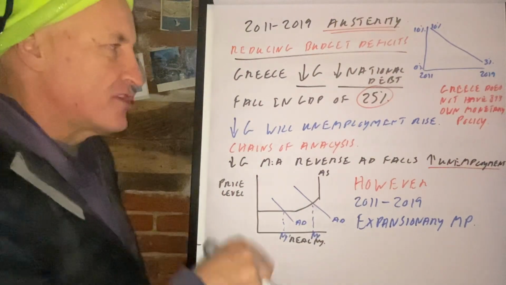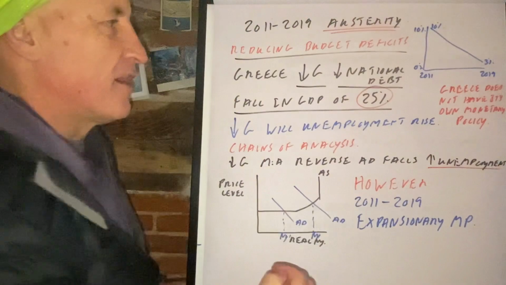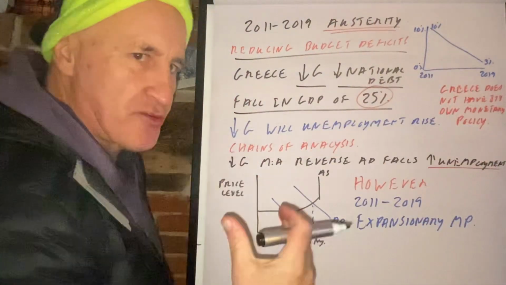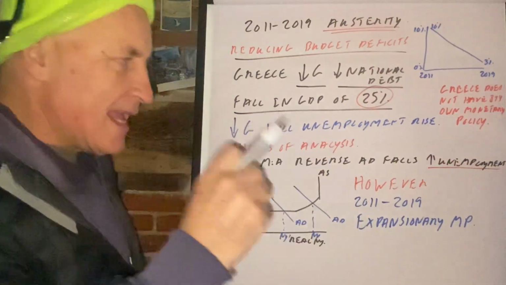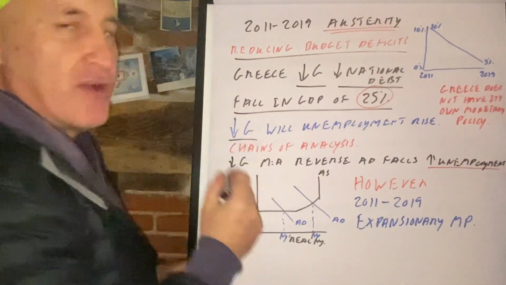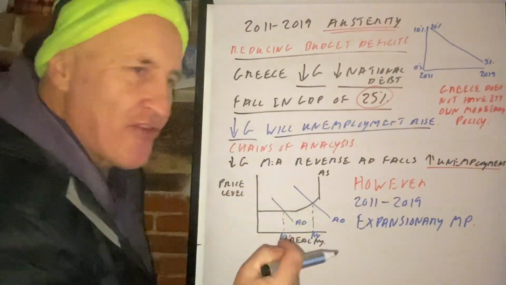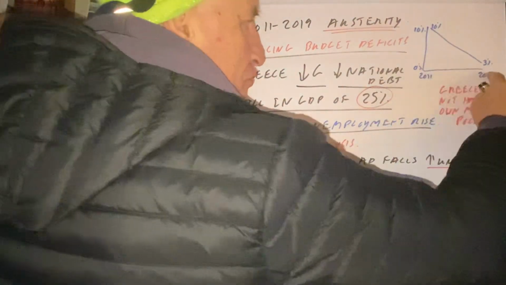The best example of this we can have in the world is poor old Greece, where there was a fall in GDP of 25%. Greece does not have its own monetary policy. You need to remember that. Because they're part of the euro, they do not have their own monetary policy. We, in the UK, we have our own monetary policy. So basically, in theory, a decrease in G will lead to a rise in unemployment. However, if you look at the UK, we had a fall in unemployment during this period of time.